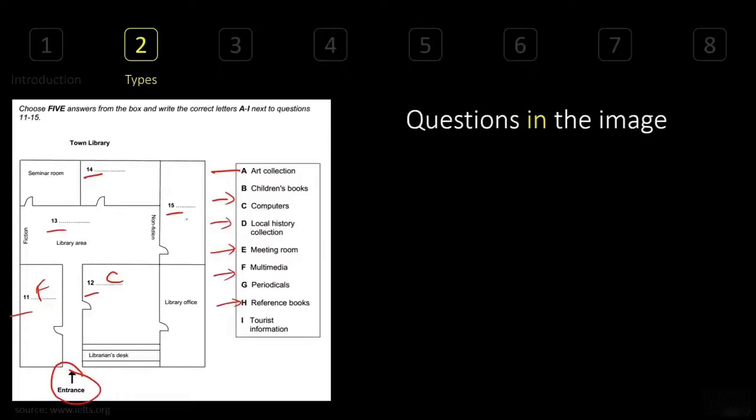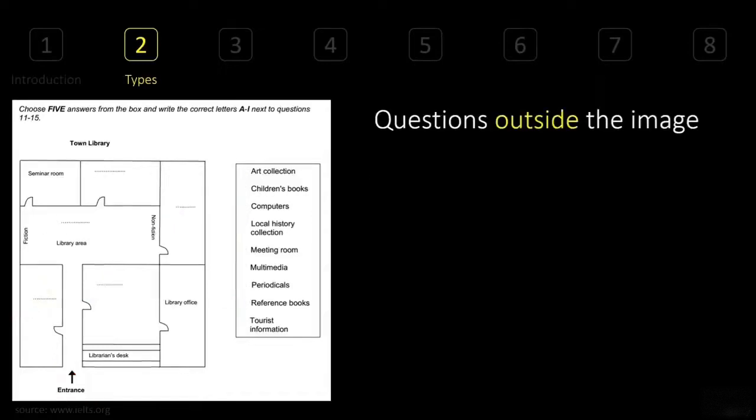The first one is questions in the image. Why do we have to do this? Understanding the types, we'll see later. The second one is questions outside the image. We have taken the same image. What if 11 is here, 12 is here, 13 is here, 14 is here? We don't have them all. And here we have options A, B, C, D, E. Now think about it: questions are outside, options are inside.